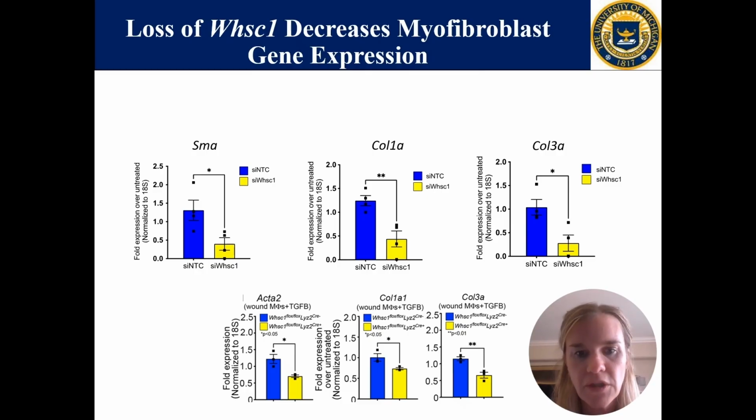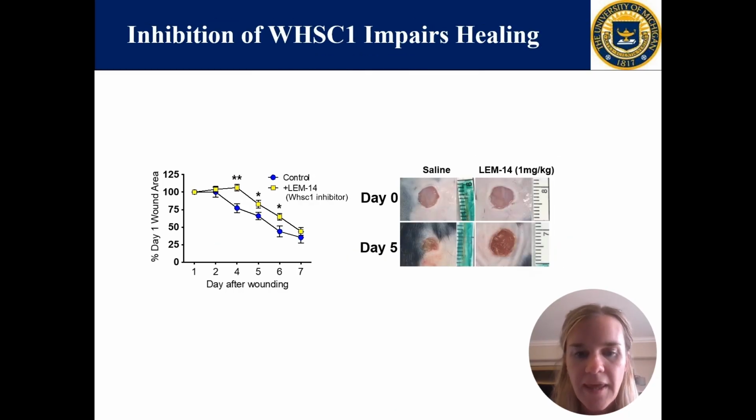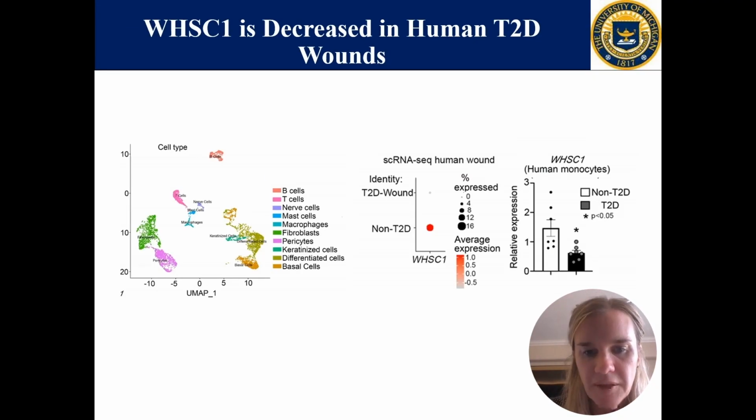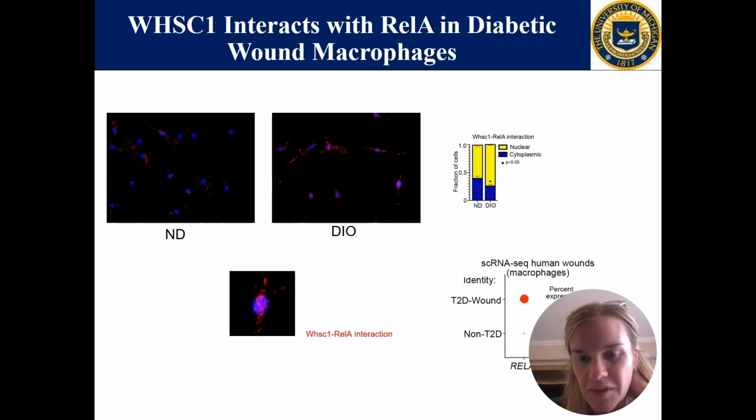And so we're starting to look at ways that we can modulate this WISC1, again, using some of the same nanotherapy in order to try to regulate it and increase the number of myofibroblasts that we can see. This is just showing human single-cell sequencing. We also see this in our spatial sequencing, that you can see the WISC1 is significantly decreased in the diabetic wounds, and we want to be able to increase WISC1.